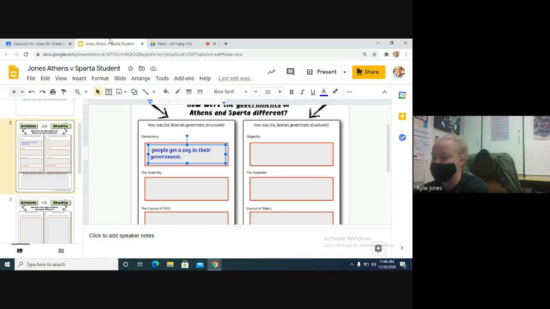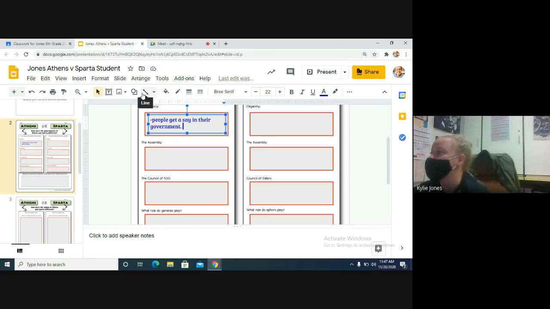Okay, so there's our first one. That's the overall concept of a democracy.